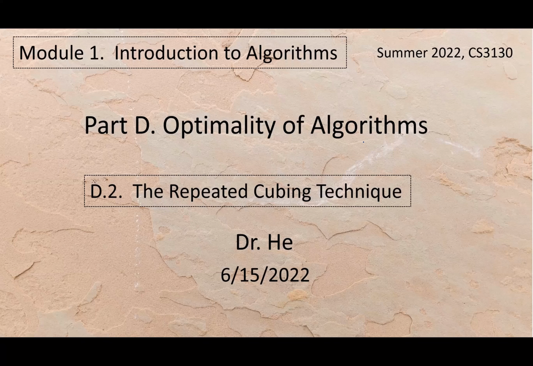Line connected to our repeated squaring, right? I think you remember that repeated squaring. How powerful it is. But here, a similar technique called a repeated cubing technique. Squaring and cubing, right? Similar. The reason I need to talk about that is because this one sometimes can do better than repeated squaring. So that's why I would like to introduce this repeated cubing algorithm.